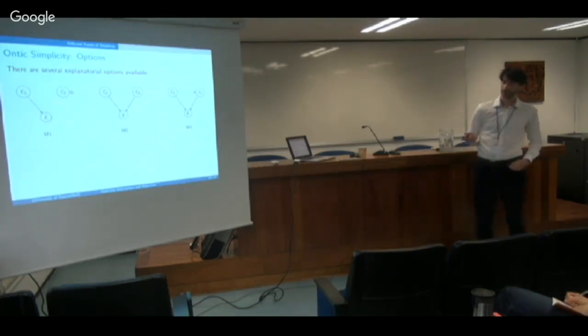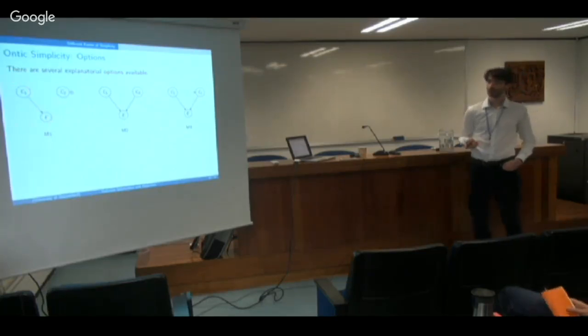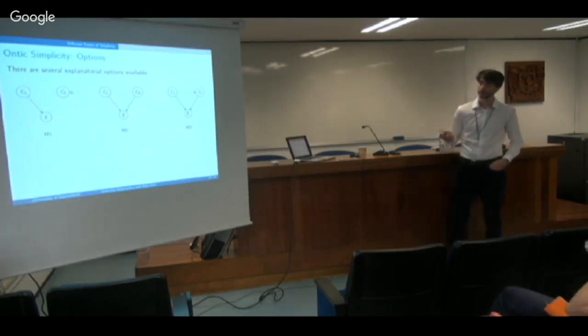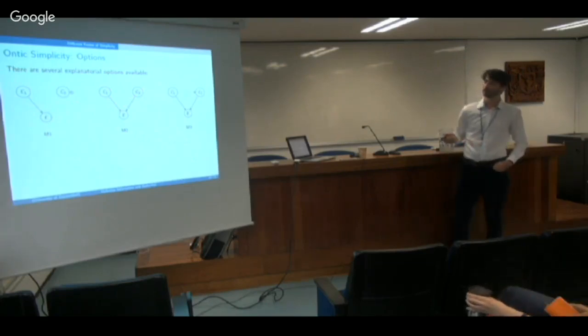Namely, we have one model where we account for our evidence with just one cause, might be C1 or C2. We have an alternative model which accounts for the evidence with two independent causes. And we have a third model which accounts for the evidence with the two causes, but this time the causes are not independent of each other. There's some kind of causal dependency here. That's what's expressed with the arrows.